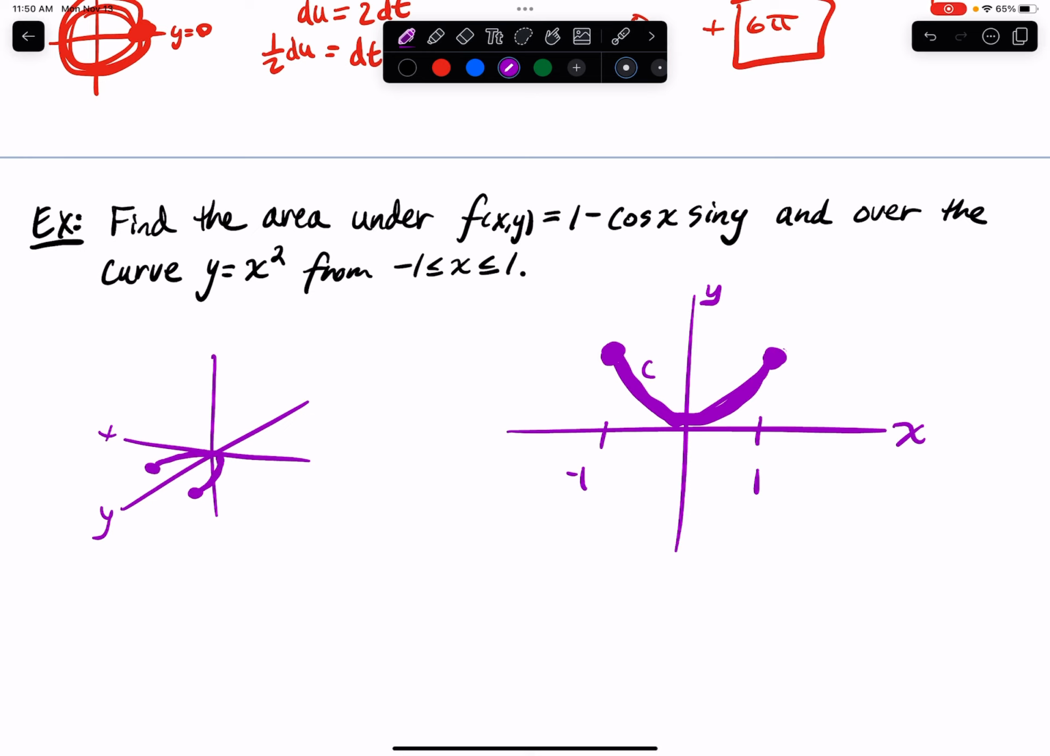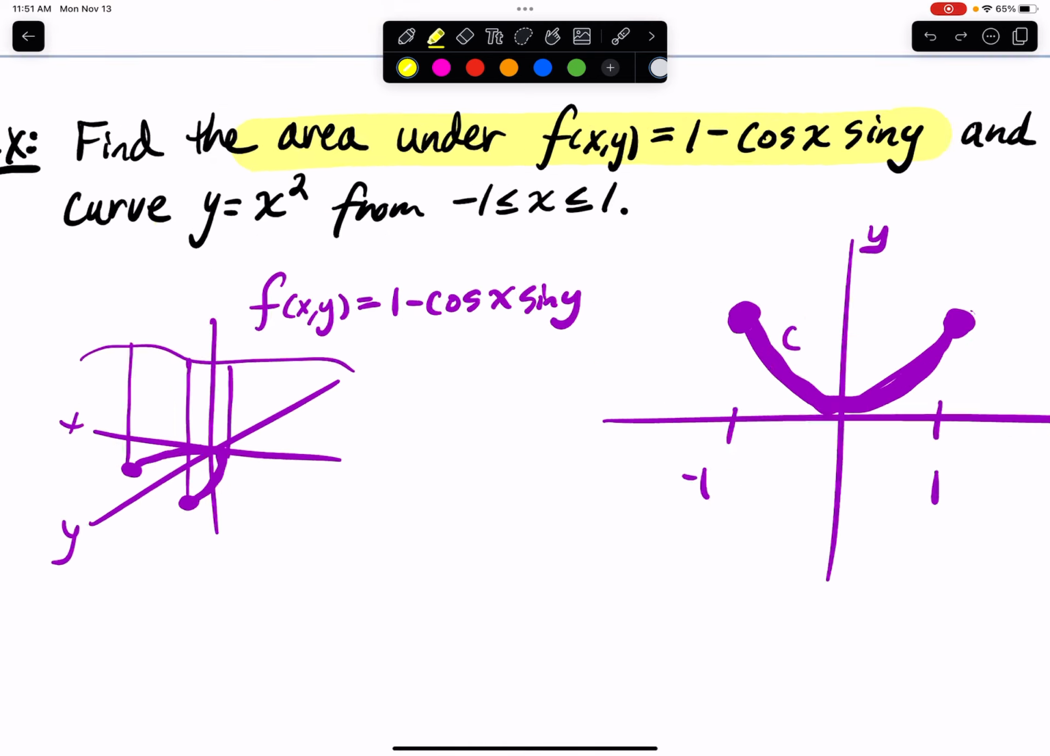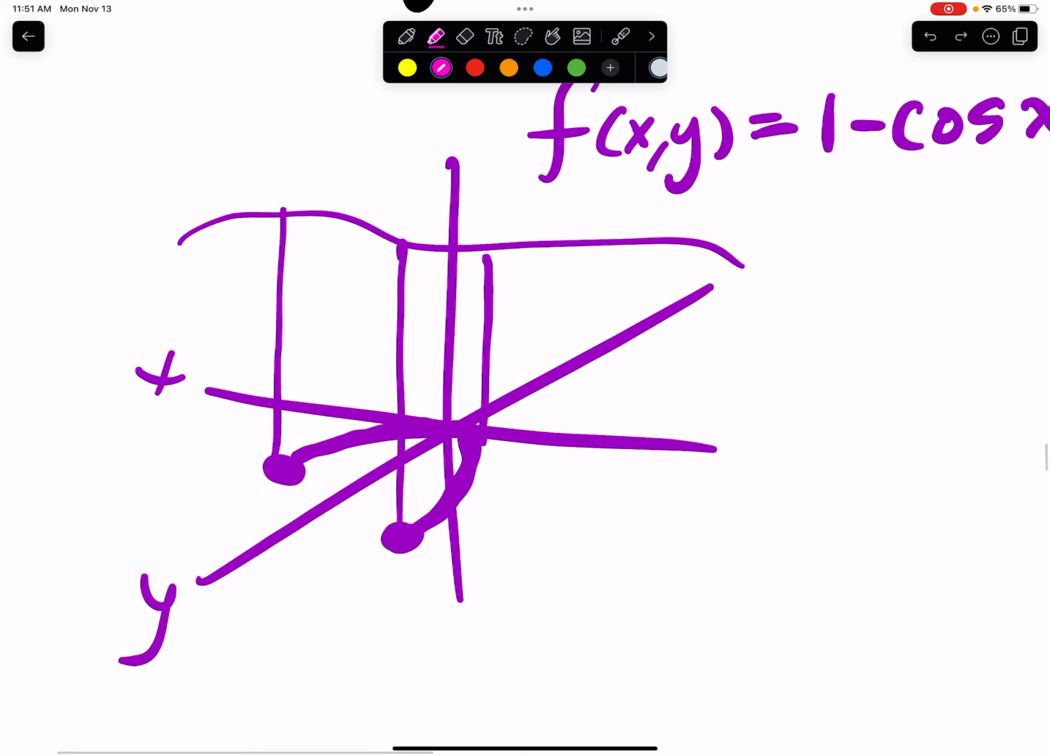Right? And now my function, my Z surface, is 1 minus cosine x sine y. And I want to find the area under that surface. So what is that? So like if that's my 3D surface, then this would kind of be that area that it's talking about, okay?